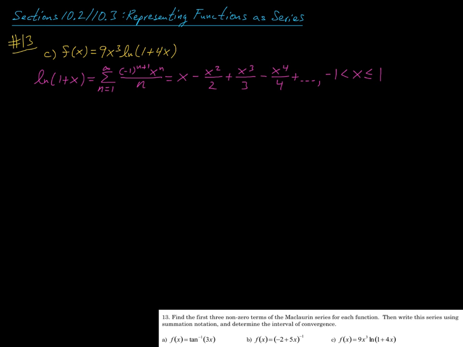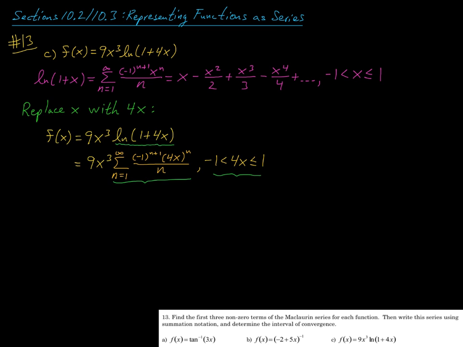Okay, so now I'm just going to replace x with 4x, right? So let's do that. So I have 9x cubed times this natural log, and now I'm going to replace the natural log with this series, where x now, in the series for the log of 1 plus x, is replaced with 4x. Okay, also note that the condition on x is now 4x is strictly greater than negative 1 and less than or equal to 1.